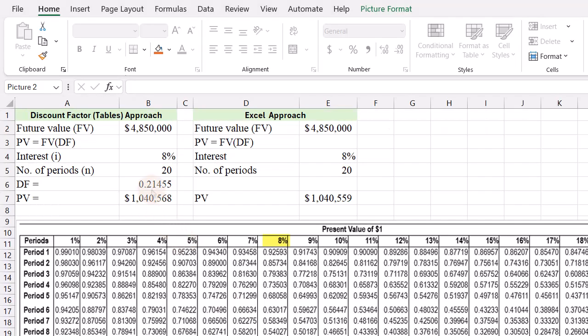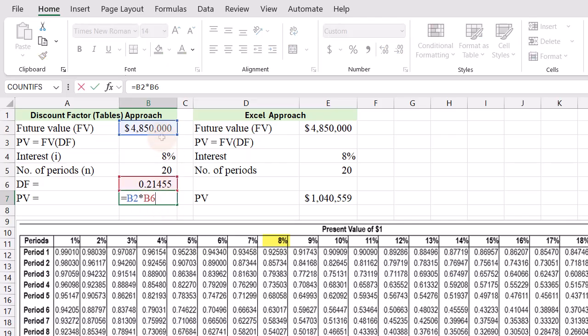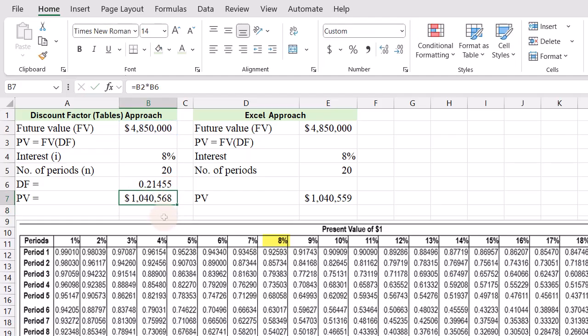Okay, so if I put the discount factor right here into cell B6, now we just simply use that formula right there. Take the future value times the discount factor. Hit the F2, you can see I'm taking the value in B2, the future value, times the discount factor, and I'm getting a present value of 1,040,568. That's the answer. That's the present value of 4,850,000 discounted to today. This would be a future value 20 years from now.